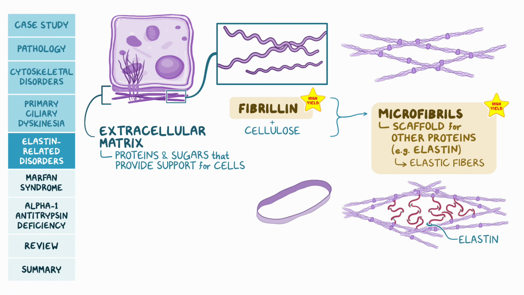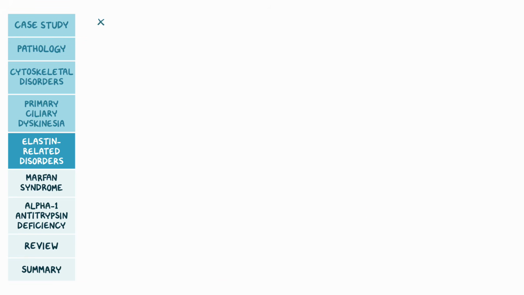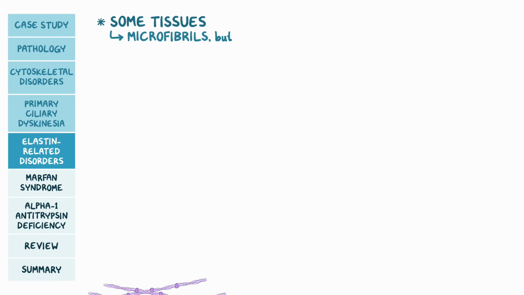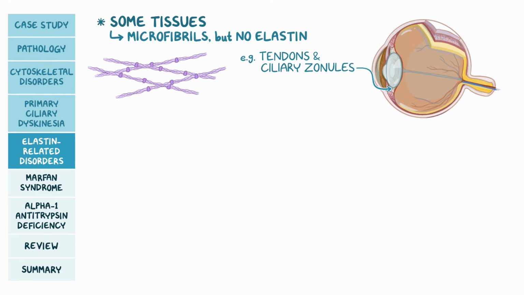This gives elastic fibers a rubber band-like quality, which allows them to stretch and then spring back to their original shape. Tissues that have elastic fibers include the skin, arteries, and lungs, as well as the ligaments, and in particular, ligamentum flavum, which supports the vertebrae. Now, some tissues have microfibrils, but no overlaying layer of elastin, including tendons and the ciliary zonules that hold the eyelids in place. As a result, these tissues are less stretchable, but still have considerable tensile strength.